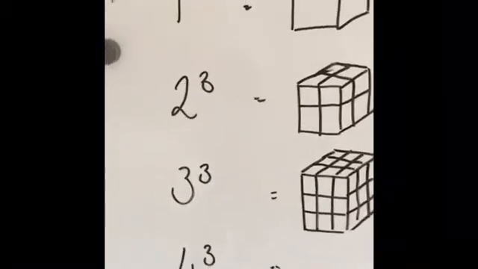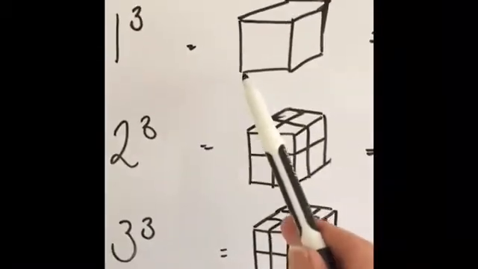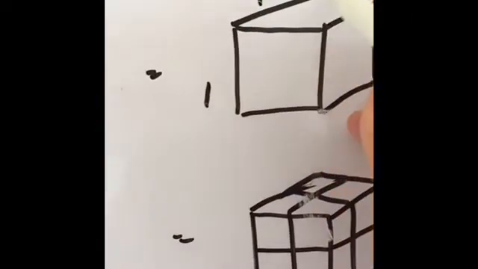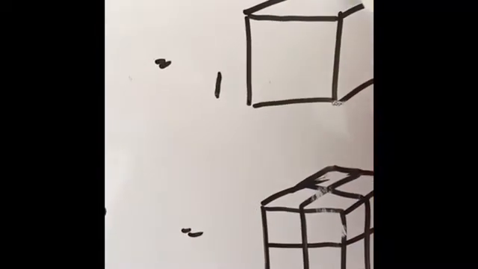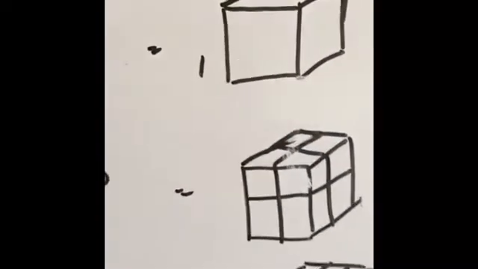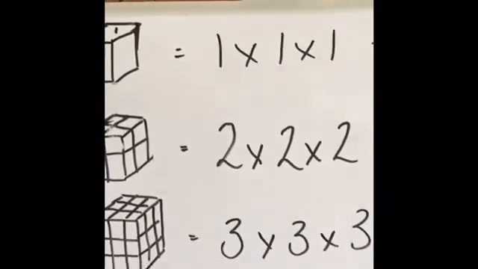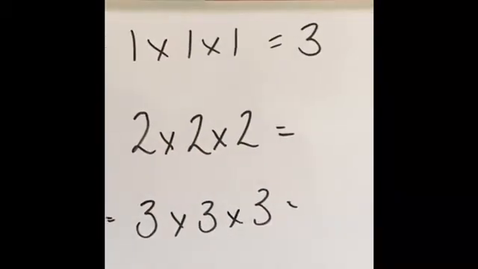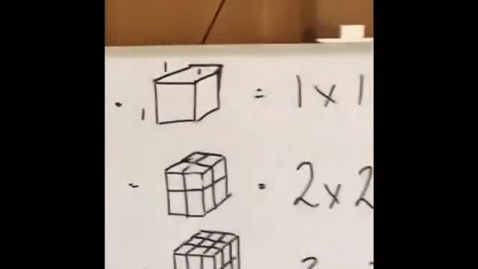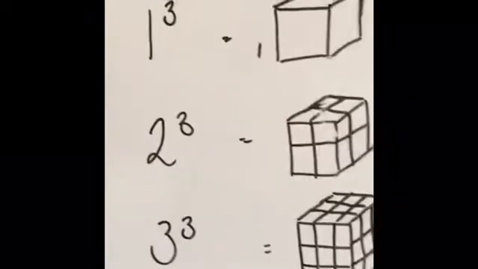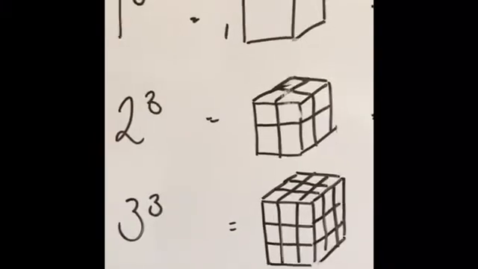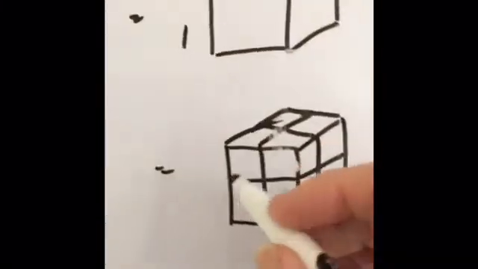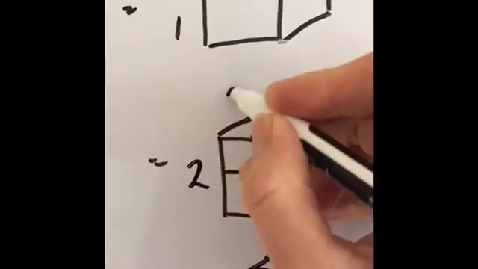So we can represent 1 cubed as 1 multiplied by 1 multiplied by 1. I can't have a space to fit my number in. Okay, so we represent that as a multiplication as 1 multiplied by 1 multiplied by 1, which gives us the answer of 1.